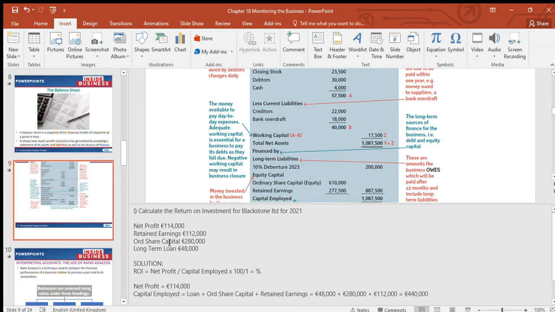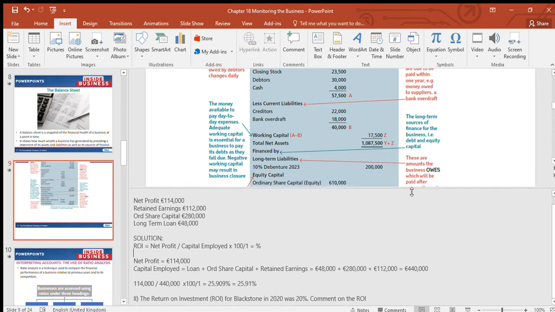How do we get it for this question? Retained earnings 112,000, ordinary share capital is 280,000, long-term loan is 48,000. This one here, 200, 610, 277 add up to 1,087,000. So what do you think we're going to do here? We're just going to add them up. So that's how you get it. You just add those up. 48,000 is the loan, 280,000 is the ordinary shares, 112,000 is the retained earnings. Therefore, my capital employed for this question is 440,000.